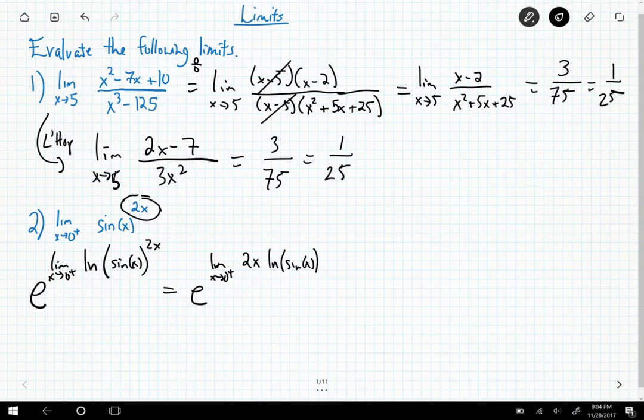Okay? And now where do we go from here? Well, we can pull the 2 out in front. That's not going to do any harm. So this is e, and then we have a 2 right here, and then we have a limit as x approaches 0 from the right of.